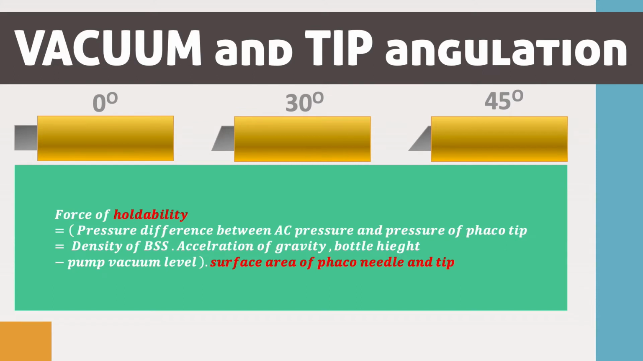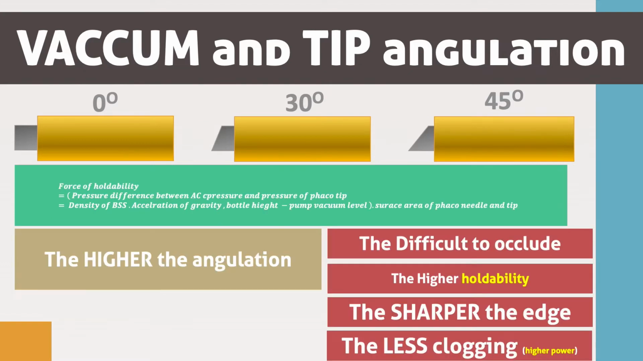So this is the formula of the force of holdability, which also explains the relationship between the holdability and the phaco tip angulation. So the higher the angulation is, the more difficult it is to be occluded, the higher the holdability, the sharper the edge, and less clogging, higher power.